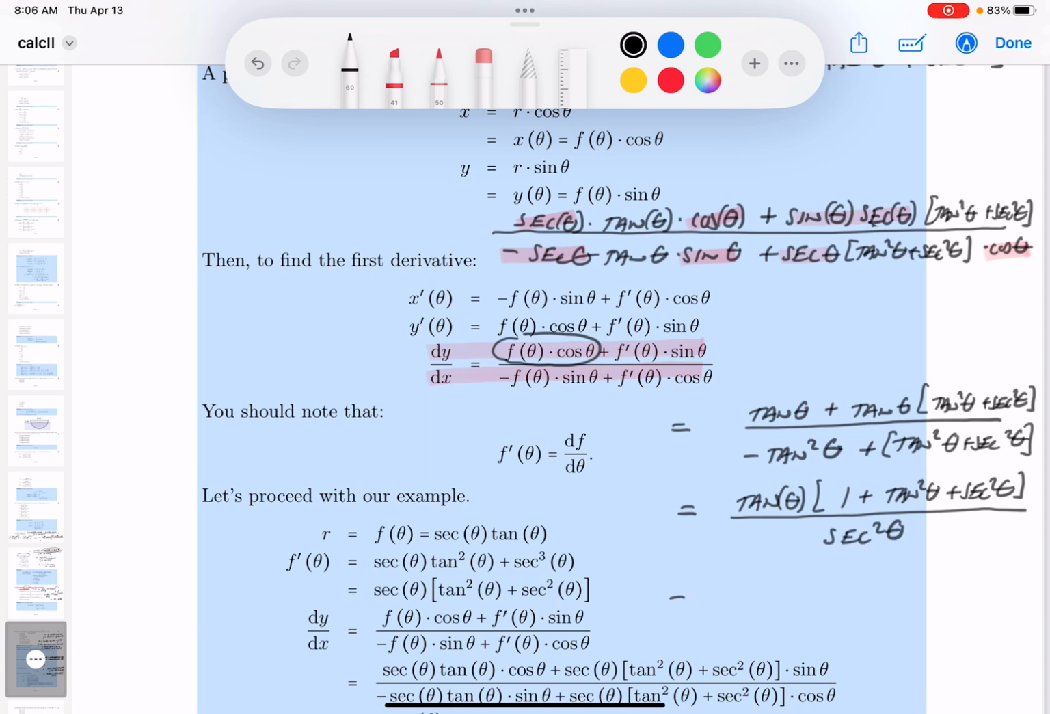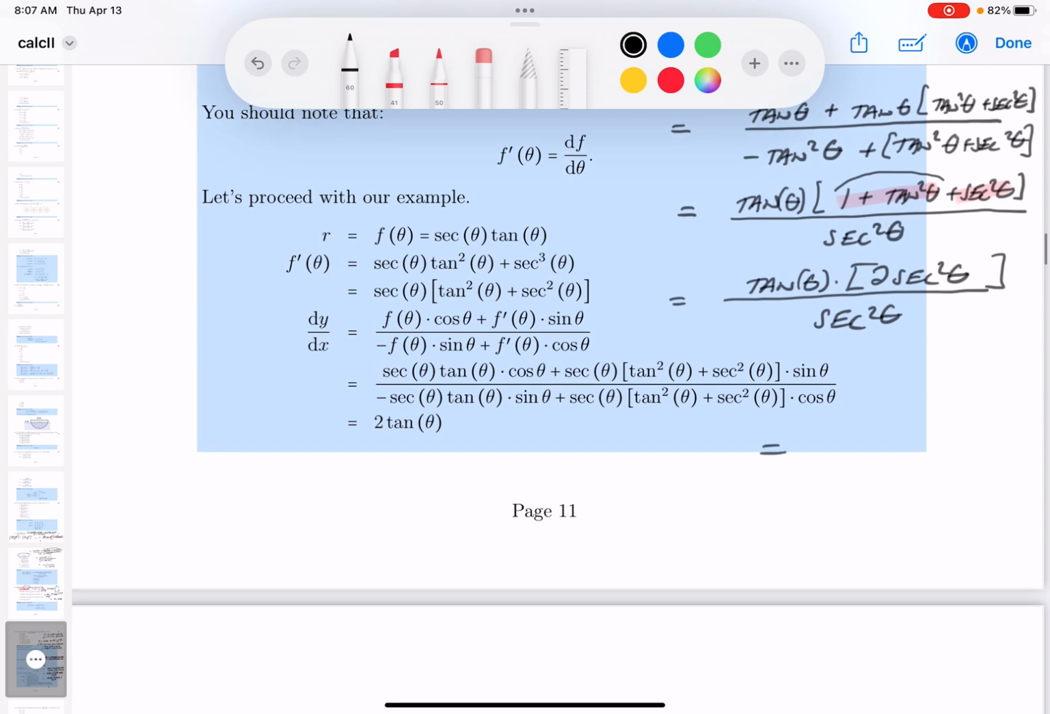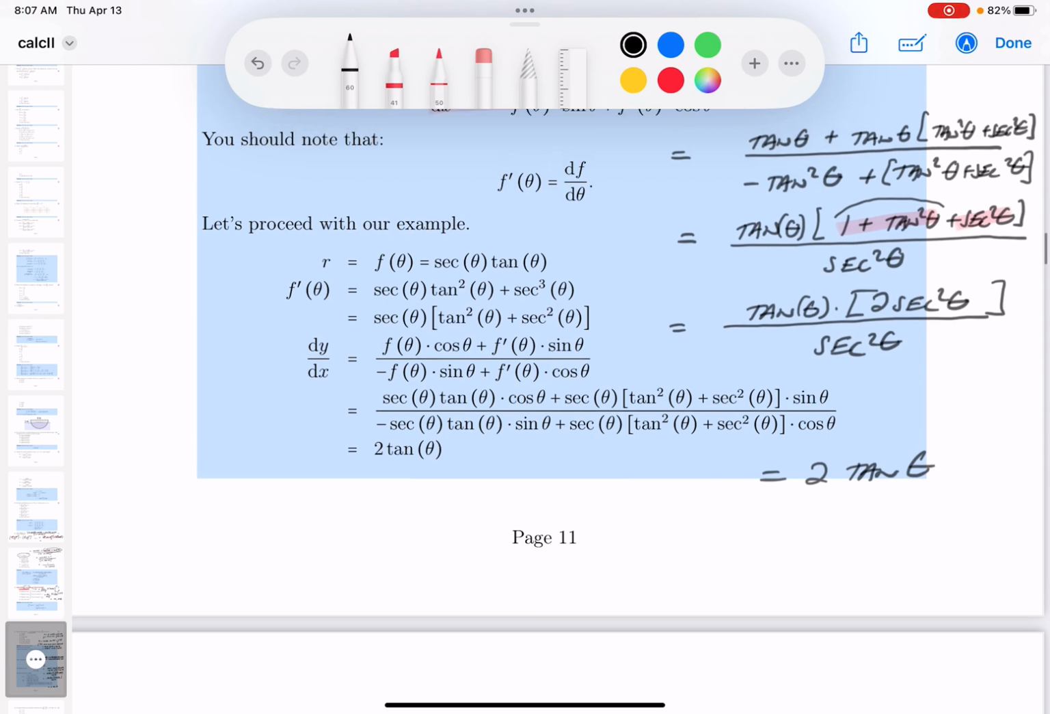So things are moving in a direction that I like, but I wonder where I'm going to go with this. Let's keep going. I get tangent theta. I'm going to use some trig identities, and what do I notice over here? That the 1 plus tangent squared is just secant squared. So I would get 2 secant squareds now. What do you get on the bottom? Secant squared. And again, there's a conditional cancellation. So what am I left off with? 2 tangent theta.